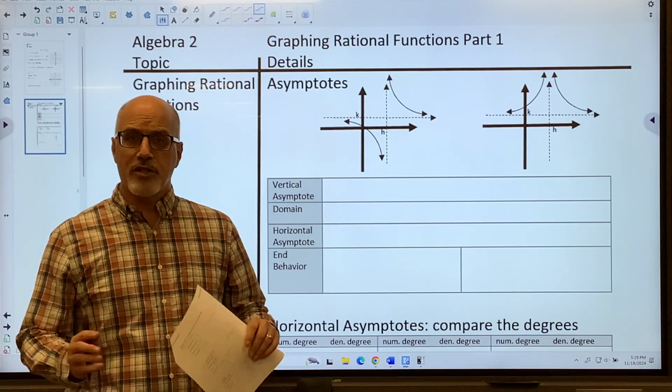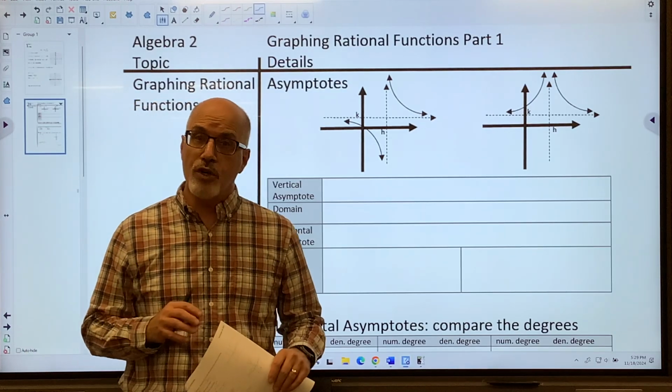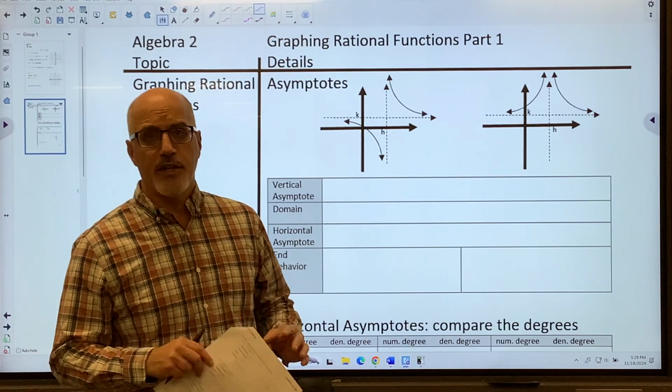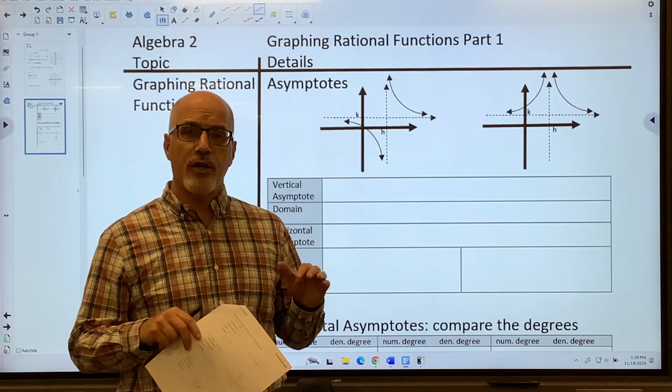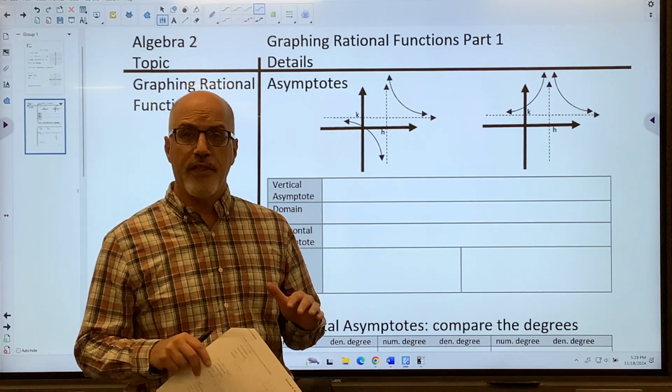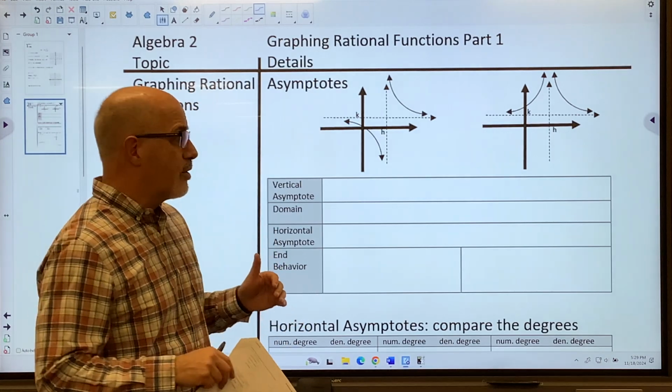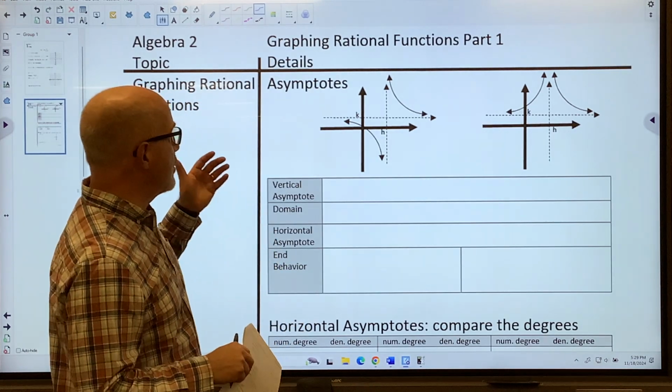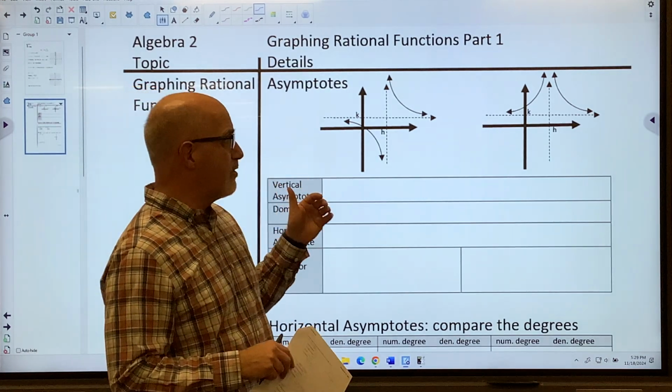For this lesson, we're going to start the journey of taking a closer look at the graphs of rational functions. This time we're going to especially focus on the asymptotes. So let's take a look at our objective, which is to be able to graph rational functions.